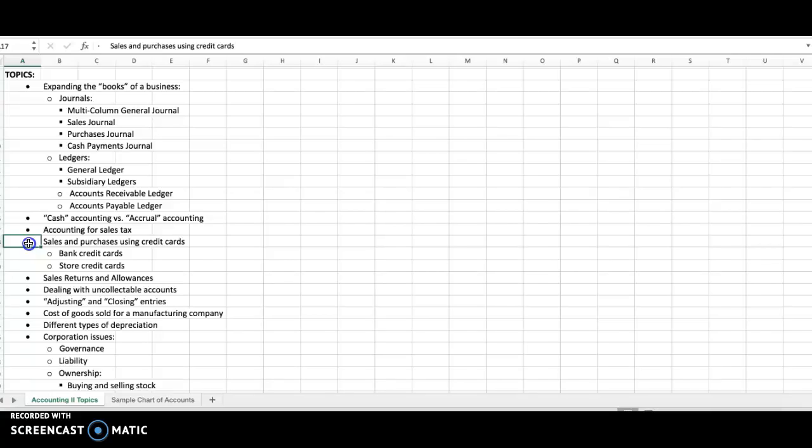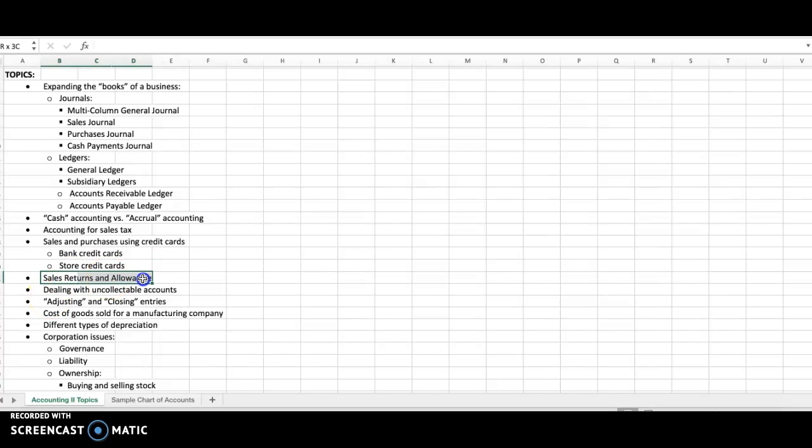We'll be talking quite a bit about sales and purchasing using credit cards. Two basic kinds: bank credit cards, for example, Visa and MasterCard, and store credit cards. For example, a department store card. JCPenney's has their own credit card, for example. Amazon has a credit card. Different businesses have their own. We'll be looking at how those are handled differently. And we'll be talking about other things dealing with sales.